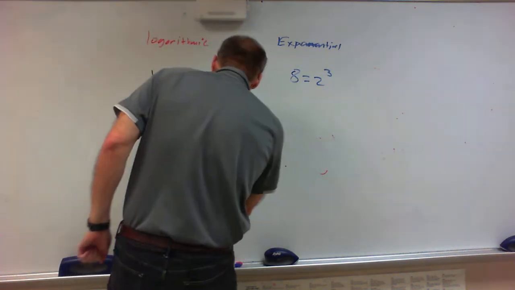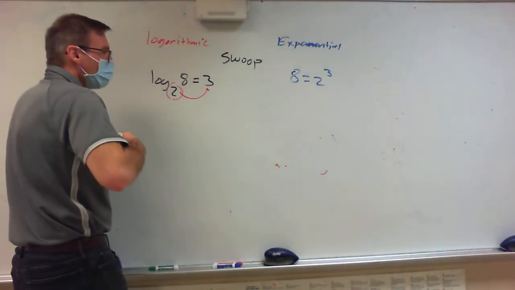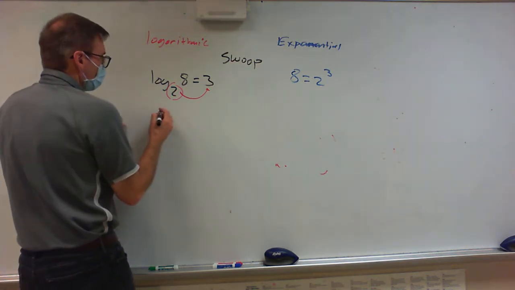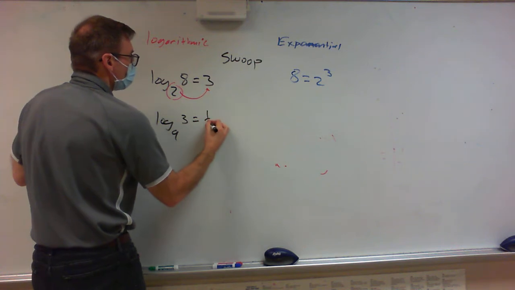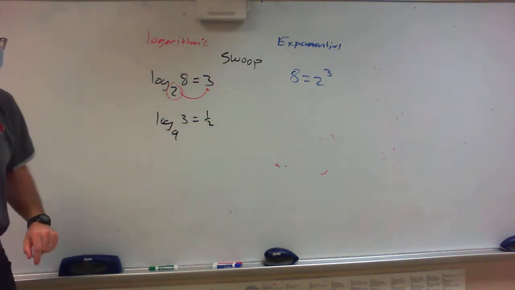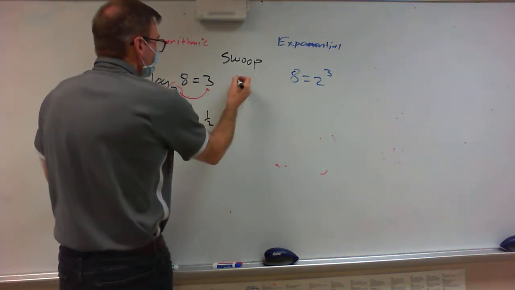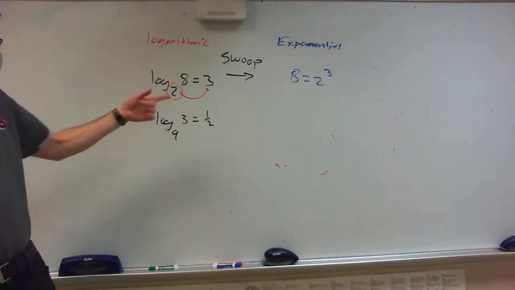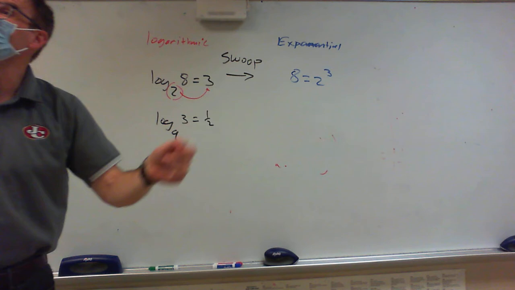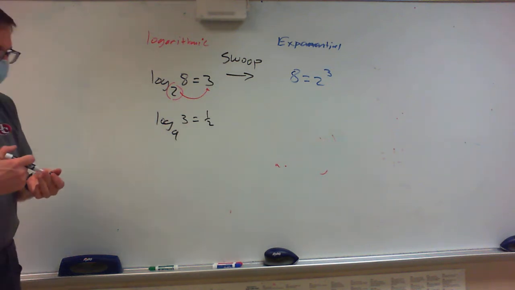All right, so your turn. Let's say I give you log base 9 of 3 is equal to 1/2. So swoop is this way. Put it in exponential form, everybody do swoop. That's a 9.